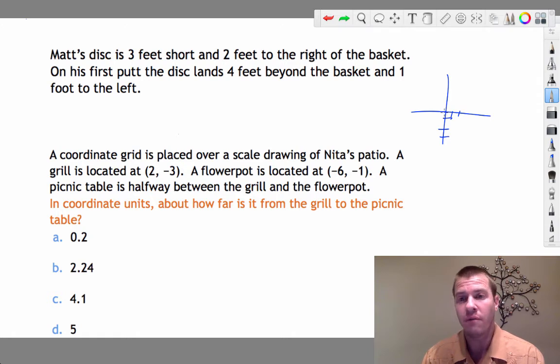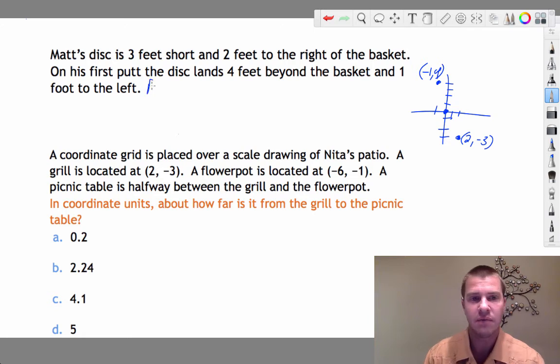3 feet short of the basket, if we call the basket the origin, 3 feet short of the basket is going to be down 3. And 2 feet to the right is going to be to the right 2. So that's the point 2, negative 3. And then he says on his first putt, the disc lands 4 feet beyond the basket, which is going to be 4 feet past 1, 2, 3, 4, and 1 foot to the left, which is going to be the point negative 1, 4.